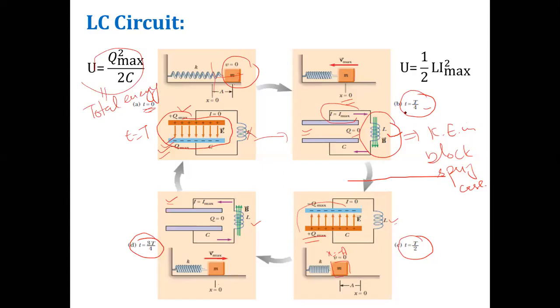Similarly, at t equal to 1 by 4th of the cycle, when all of the energy is stored in the inductor, your energy would be equal to 1 by 2 L I max squared. I max represents your maximum current in the circuit, and this is again equal to your total energy. At this point, there is no energy stored in the capacitor. Hence, your total energy would be either equal to Q max squared over 2C, or equal to 1 by 2 L I max squared.